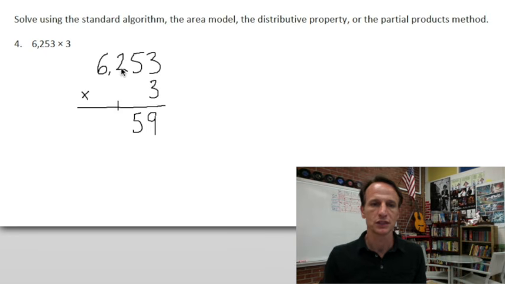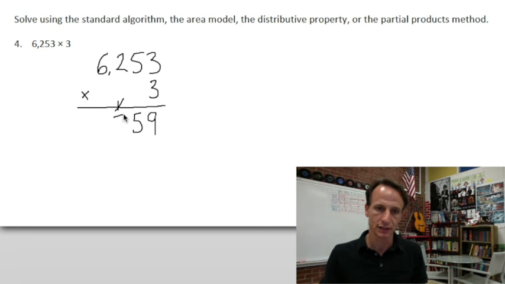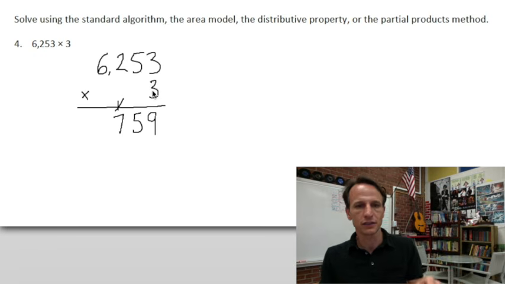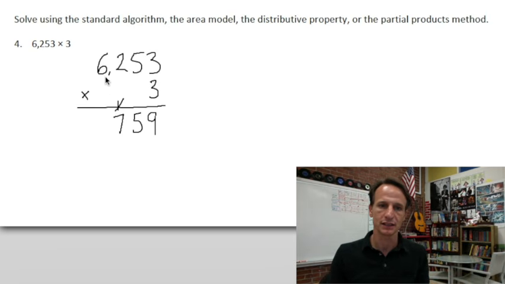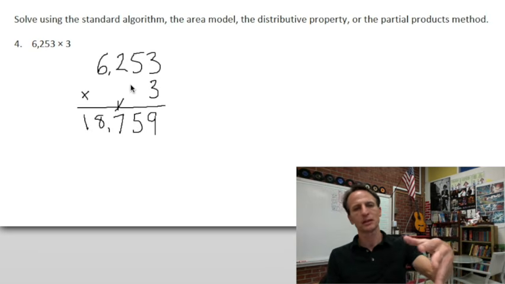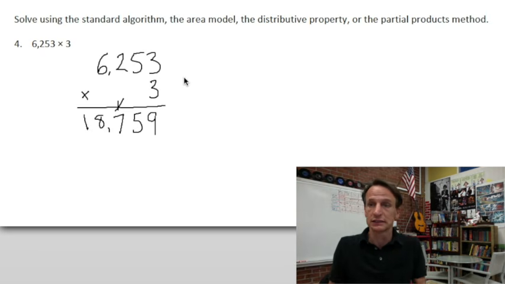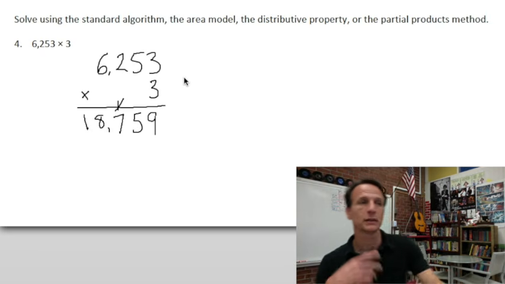3 times 2 is 6. Cross it out with me. 6 plus 1 is 7. And lastly, 3 times 6 is 18. Beautiful. See why I went with this? Boy, is that much easier, huh? So 18,759. Does that make sense? Yeah, we're doing about 6,000 times 3, which would be about 18,000. Makes sense. Look how quick that was. We should probably just kill some time now.